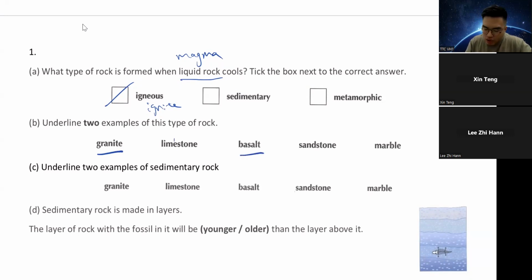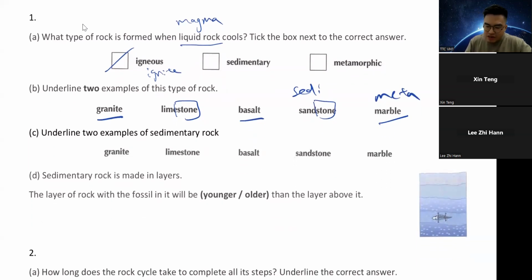Whenever you see the name stone behind one, this is your sedimentary. Marble, they are very expensive, so they are metamorphic. So underline two examples of sedimentary. So you have limestone and sandstone, like I said just now.